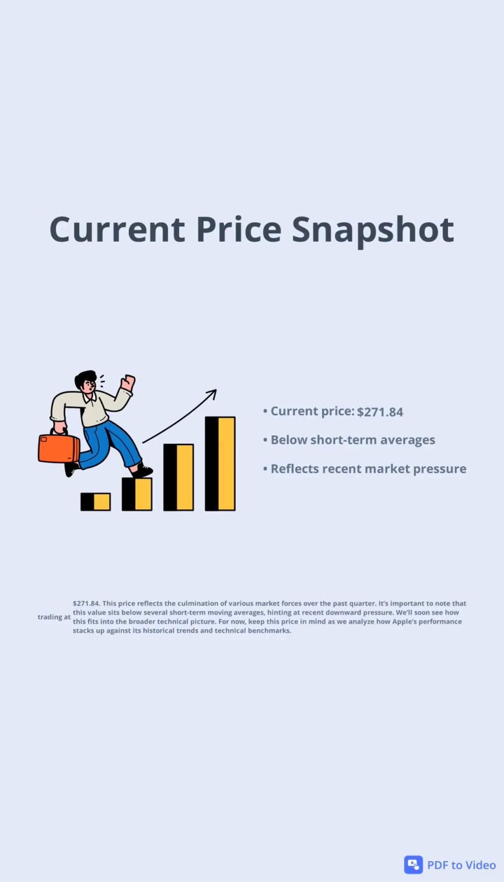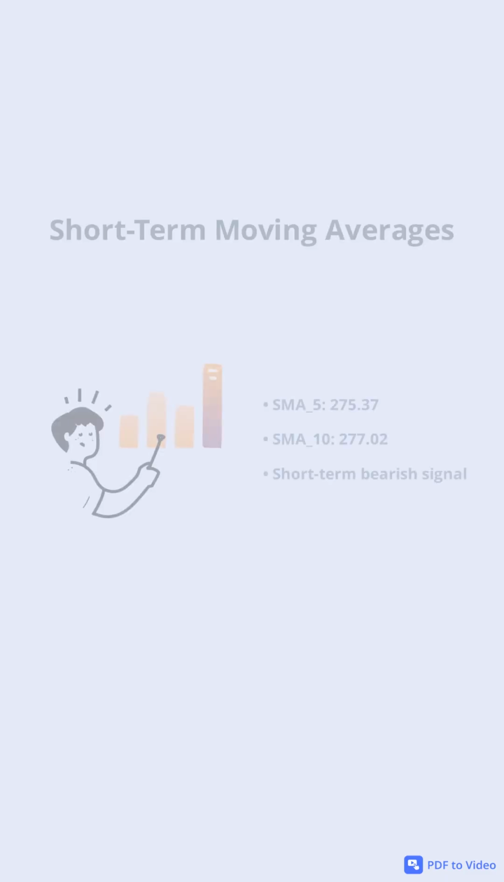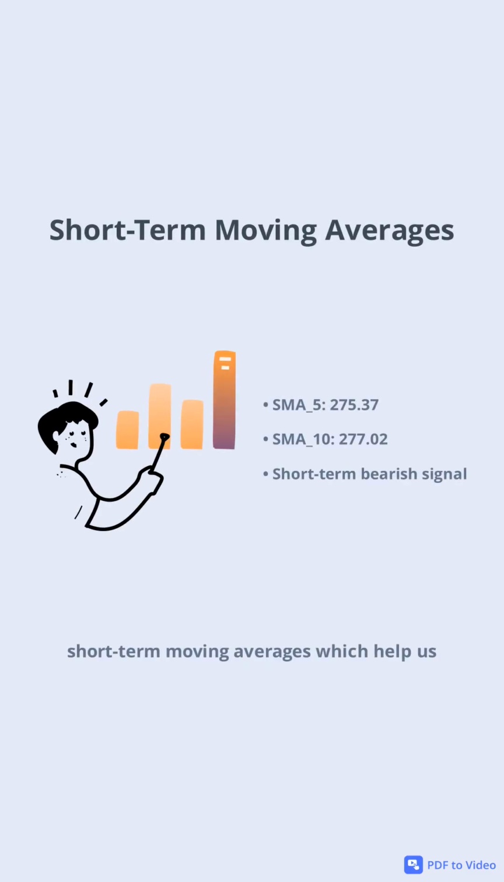For now, keep this price in mind as we analyze how Apple's performance stacks up against its historical trends and technical benchmarks. Let's start with short-term moving averages, which help us gauge immediate market sentiment. The 5-day simple moving average (SMA) stands at 275.37, while the 10-day SMA is at 277.02. Both are above the current price, suggesting a short-term bearish trend.